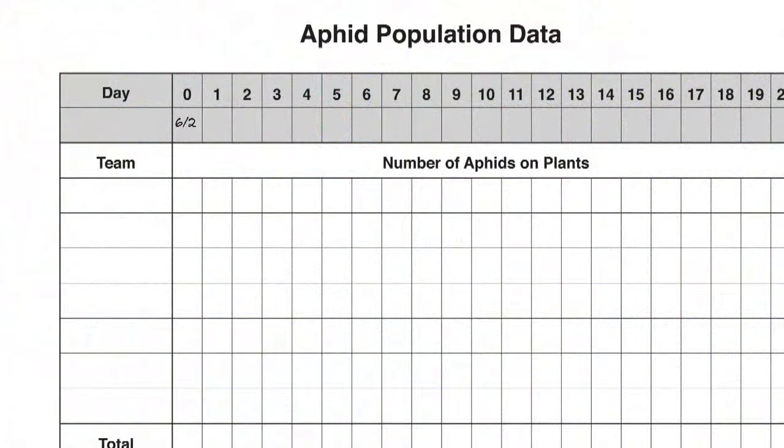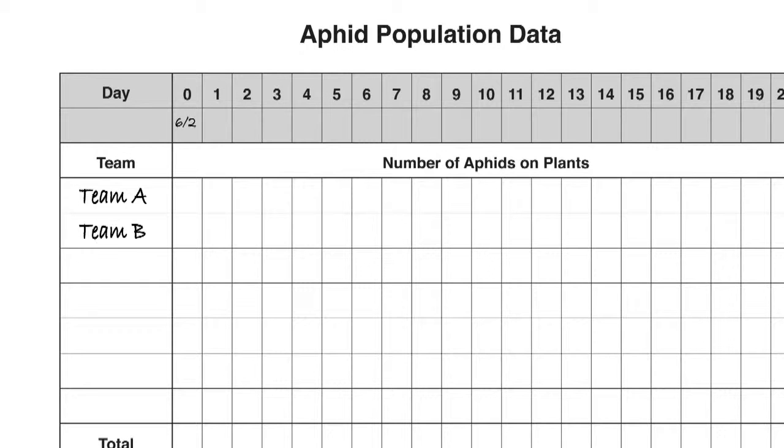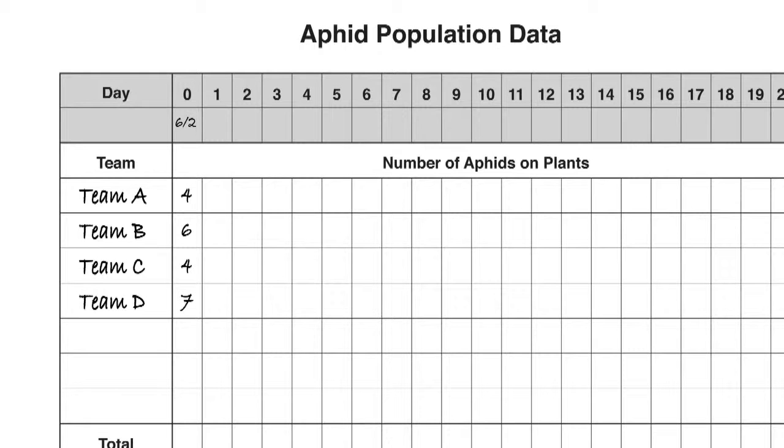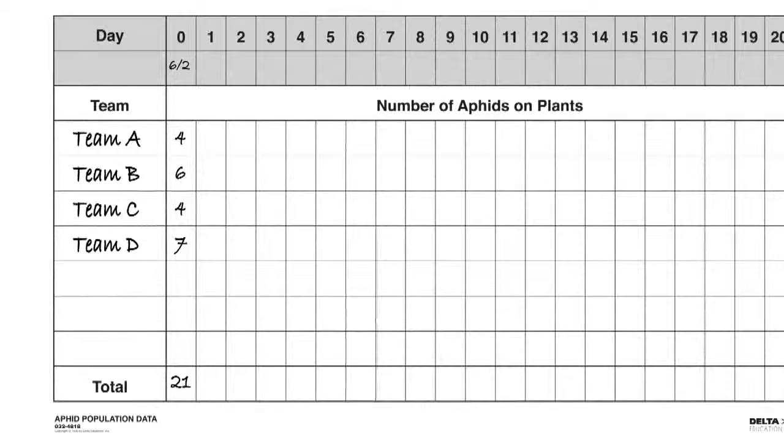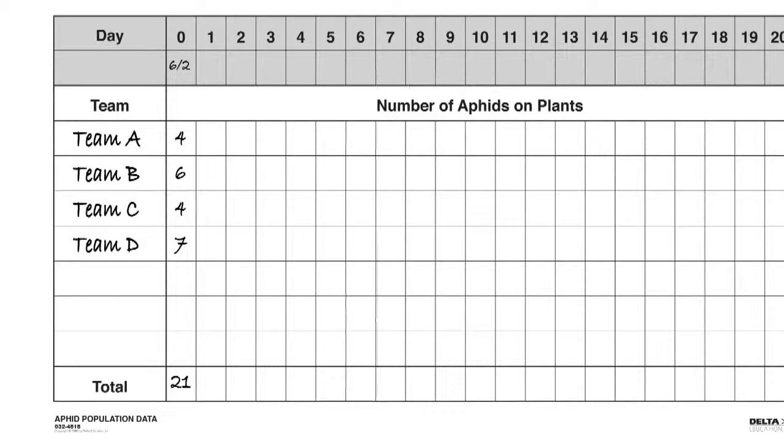Post the aphid population data chart and record today's date below day 0 at the head of the second column. Write the team's names in the first column and the team's current population of aphids in the second column. Then, add up the total for the class and write this number beside total in the day 0 column of the chart.